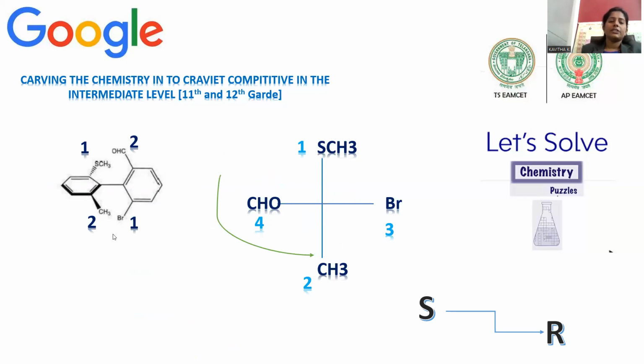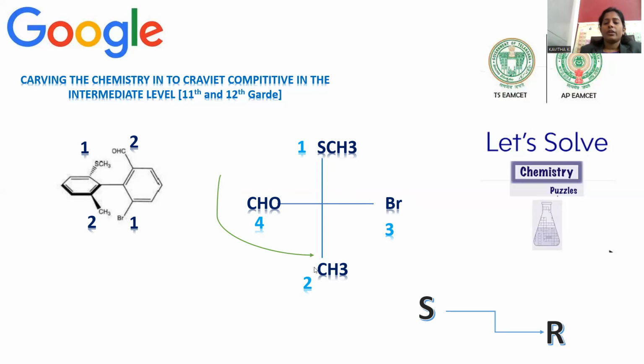So we have SCH3 and CH3. Among carbon and sulfur, obviously sulfur's atomic number is higher, 16, carbon is 6 only. So sulfur we have to give number 1 and CH3 number 2. And aldehyde and bromo: bromo is of higher atomic number, carbon is of lower atomic number, so 1, 2 like this. After getting this numbering, what happens? SCH3 can be taken at top and CH3 at bottom, and the third functional group is at this position, bromo is the third functional group, aldehyde is the fourth functional group, like this.